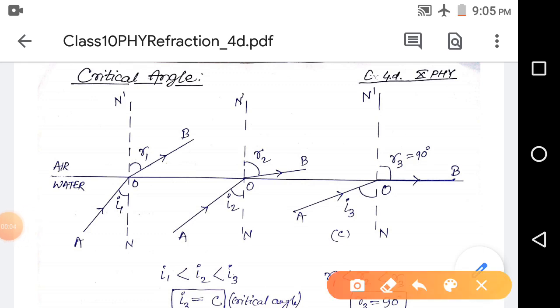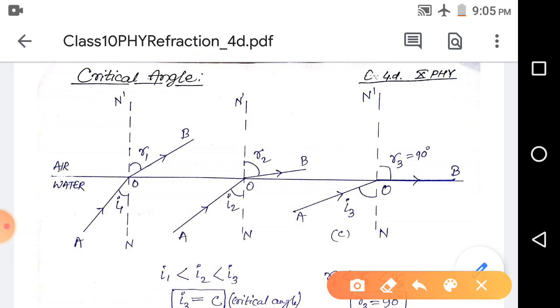You know that we are in chapter 4 for class 10 physics, that is refraction of light on a plane surface. Here we have chapter 4D and the topic is critical angle. See, we have three figures on the screen, and we are considering that the light ray is traveling from water, that is optically denser medium, to air, that is optically rarer medium.